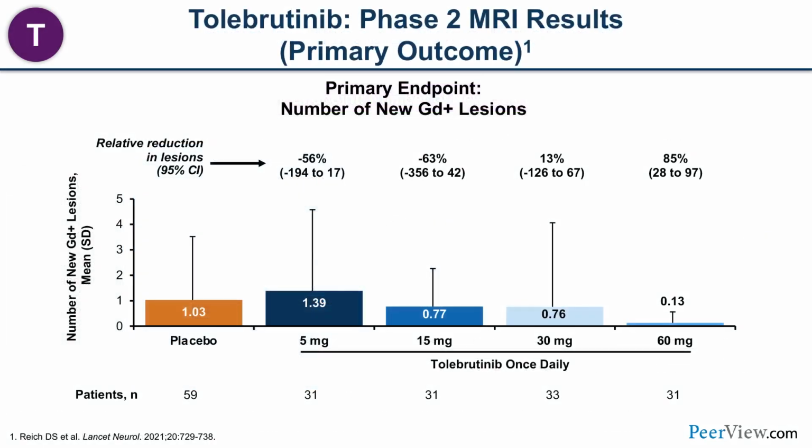So when we look at the primary endpoint of interest, which was T1 gadolinium enhancing lesions, as you can see, there was clearly an effect of Tolebrutinib at 60 milligrams once a day versus placebo. So it did meet its primary endpoint.